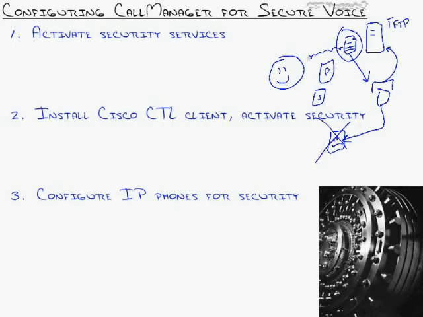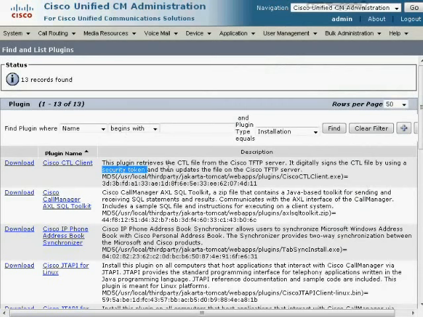So this client is the one that takes all the certificates from these servers and puts them into that certificate trust list. And again, those certificates are generated by that CTL provider service. Now the reason I'm not going to install that is because it does use and require a security token from Cisco.